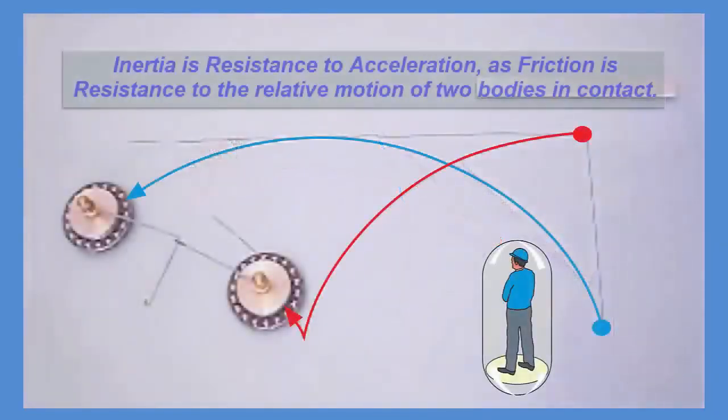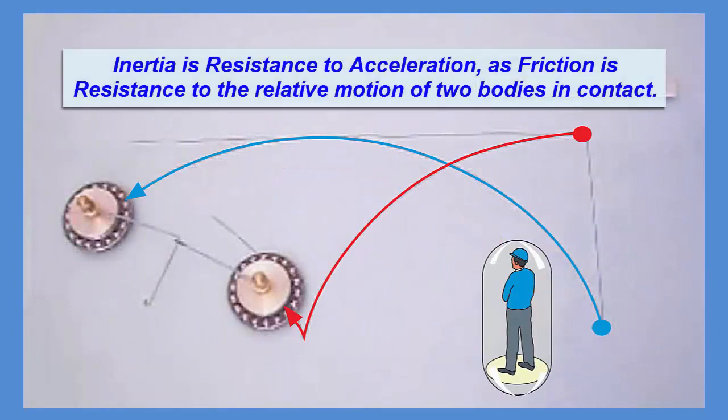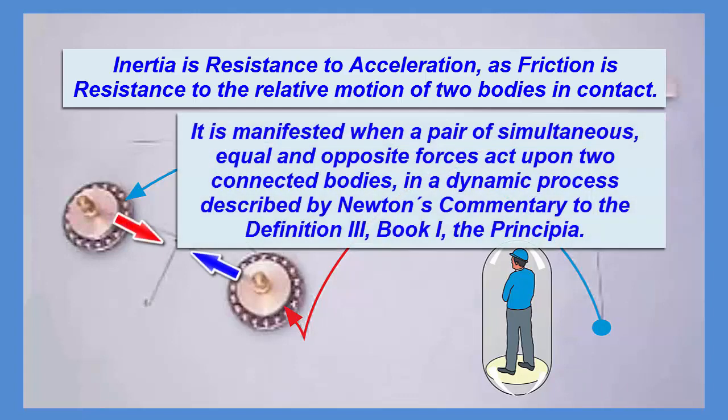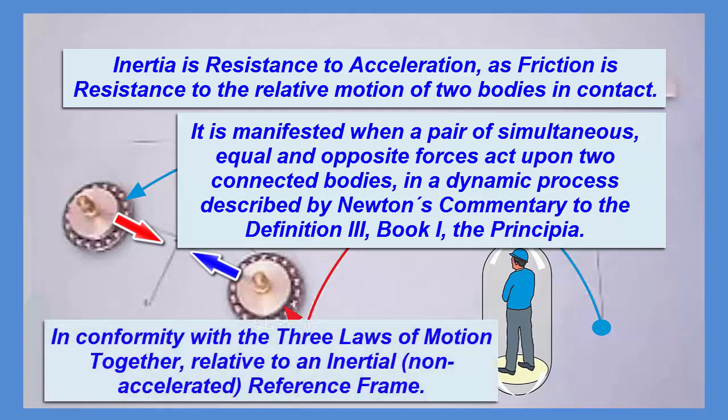In conclusion, inertia is resistance to acceleration, as friction is resistance to the relative motion of two bodies in contact. It is manifested when a pair of simultaneous, equal and opposite forces act upon two connected bodies, in a dynamic process described by Newton's commentary to the definition 3, Book 1, of the Principia, in conformity with the three laws of motion together, relative to an inertial reference frame.